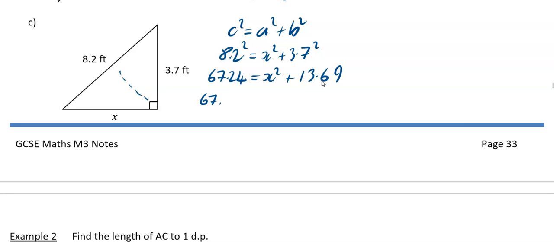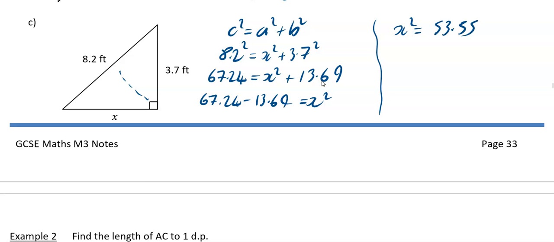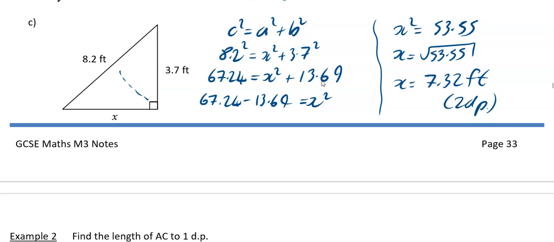Bring that across to the other side to give your x squared. And then we'll tidy it up. That means your x squared is equal to 67.24 minus 13.69, which is 53.55, which means your x is the square root of 53.55, which means your x is going to be equal to 7.32 feet, and again that was to 2 decimal places.